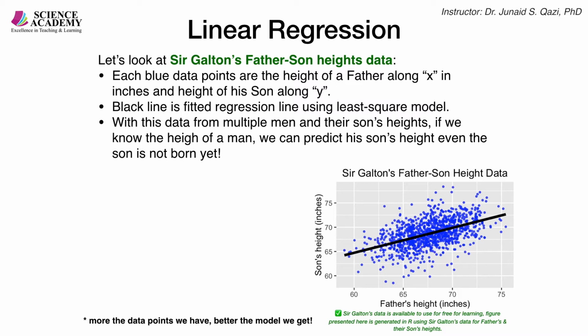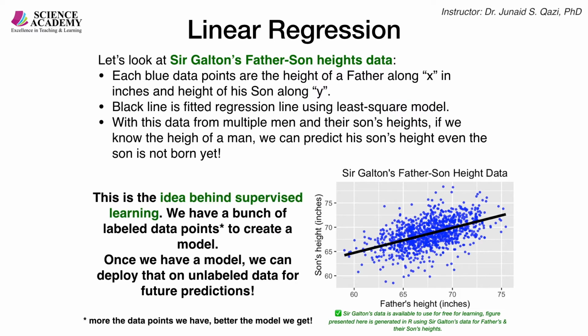In the plot shown, the blue data points are the heights of the fathers along the x-axis, whereas the heights of the sons are along the y-axis. We have a black line which is the fitted regression line using the least square model. With this data from multiple men and their sons' heights, if we know the height of a man, in principle we should be able to predict the height of his son even if the son is not born yet. And this is the idea behind supervised learning.